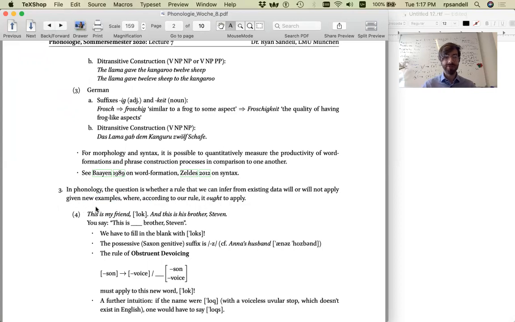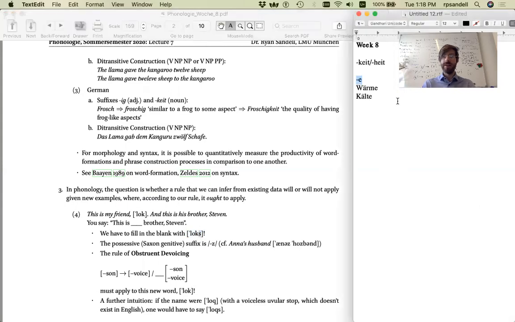So someone says to us in English, this is my friend Lok, and this is his brother Stephen. And you want to rephrase this as saying, this is this person's brother, Stephen. I think we would need to say this is Lok's brother, Stephen. The only possible way to realize the possessive, the Saxon genitive form here in English, is with a suffix s. So probably one would write this as something like Lok's.